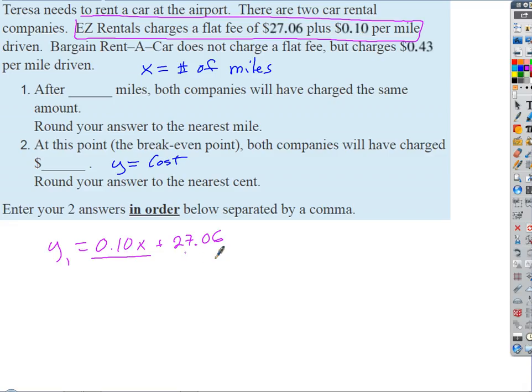What about the other one? And this one's going to be red. So Bargain Rent-a-Car does not charge a flat fee, but we have a per mile rate of 43 cents per mile. So we'll call that y2 equals 0.43x, and that's it. So all we got to do then is solve that linear system. Presumably we'll just do it with technology, just cross those lines on our calculators. Okay, no big deal. You guys can do that.